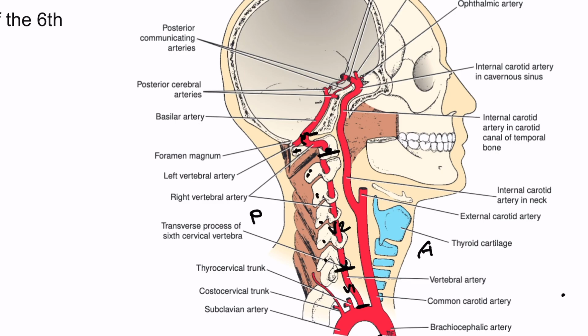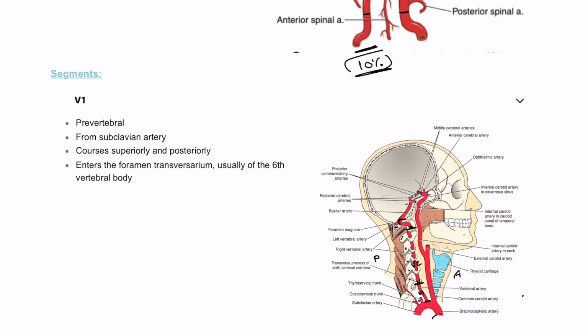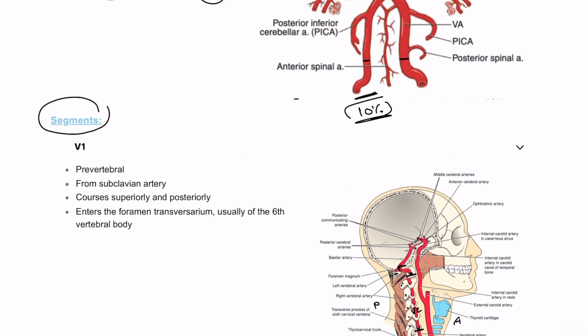We're going to study each one separately now, but this is just a quick explanation that we have 4 segments of the vertebral artery. V1 is called the prevertebral segment, just before the vertebrae. It goes from the origin, which is the subclavian artery, all the way up and posteriorly to enter the transverse foramen, or foramen transversarium, of C6.